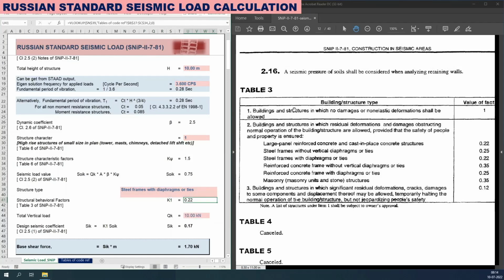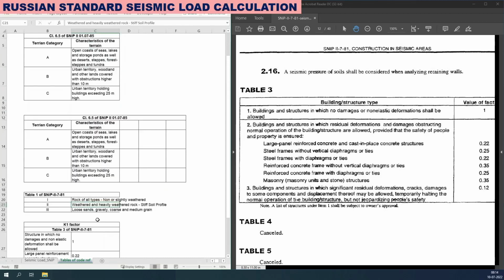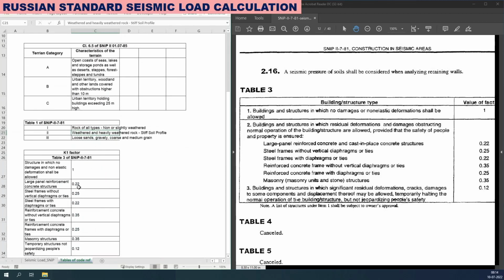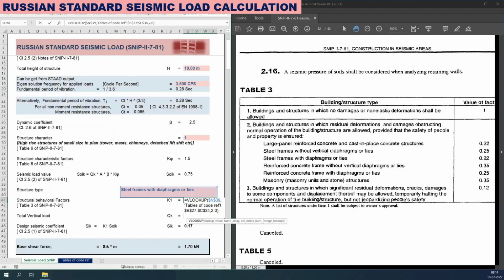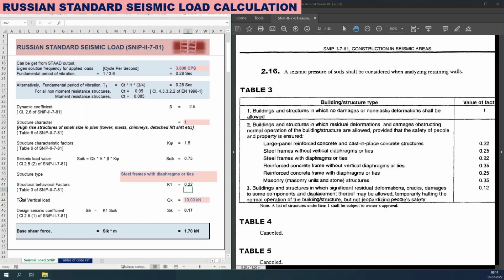So all these table values of SNIP 2.01.07 are recorded here in the Excel sheet on the left hand side. So you can see here, these are the table values which are captured from the Russian standard, and these values are captured based upon the input which we are providing here. The next one is the total weight, which we already assumed as 10 kilonewton. The next one is the design seismic coefficient, which is given in clause 2.5.1 of SNIP, that is page number 9.